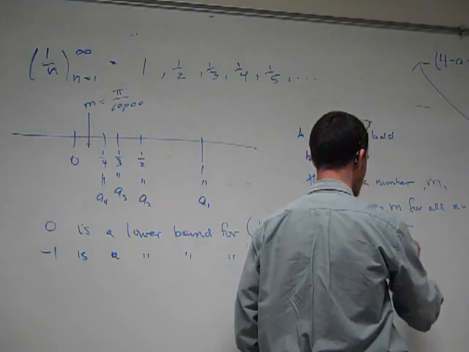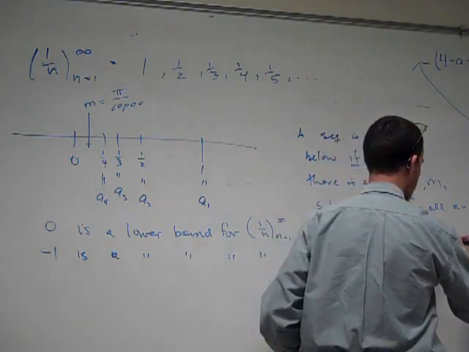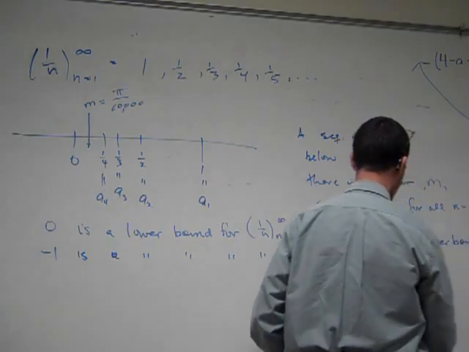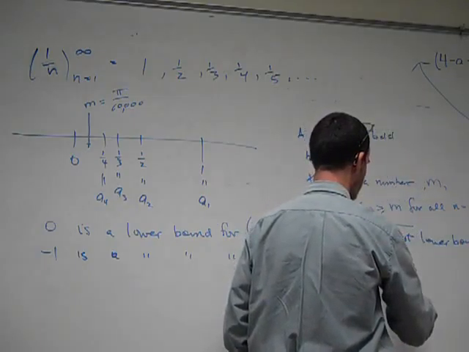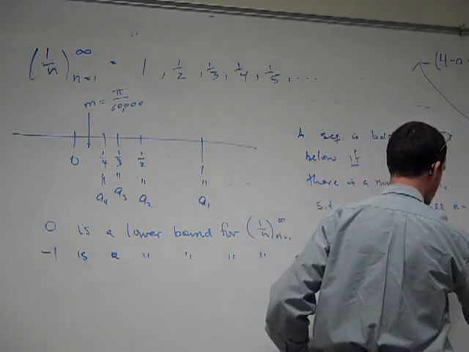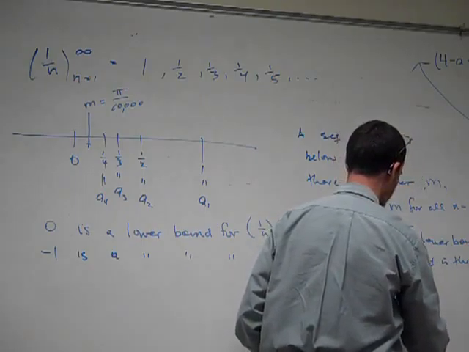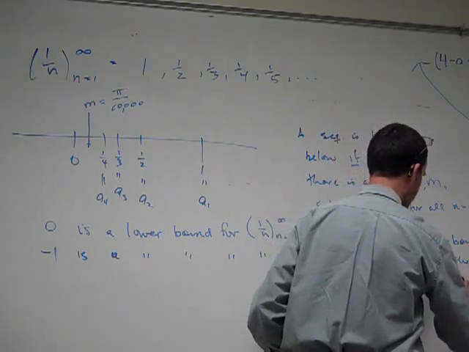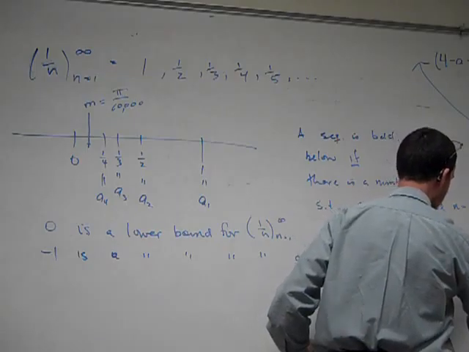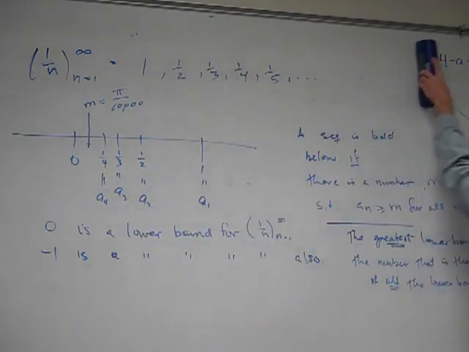The greatest lower bound is the number that is the largest of all the lower bounds. So 0 is probably the most common. Depends on what the sequence is, right?